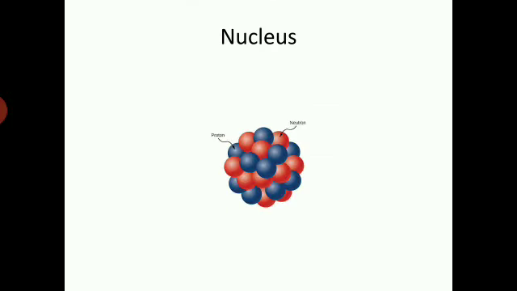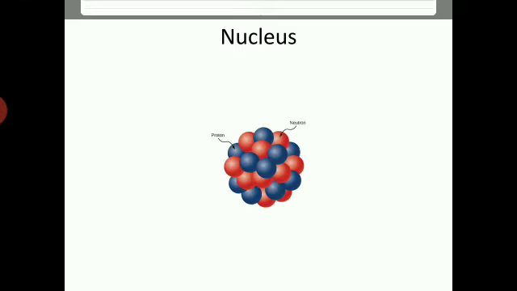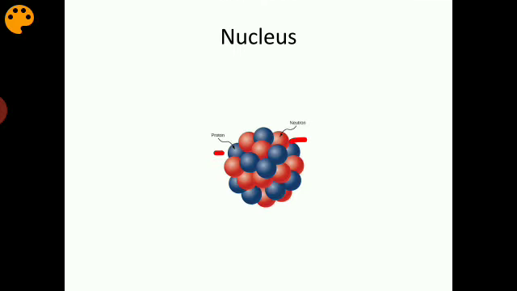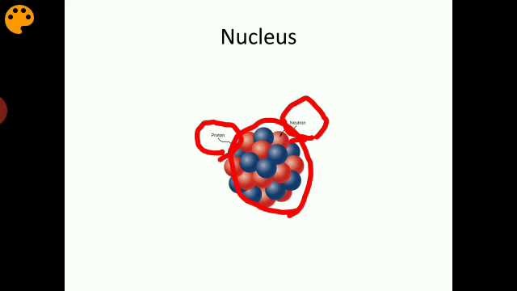So this is the nucleus. Nucleus is composed of protons and neutrons. Protons are positively charged and neutrons are neutral. Here you can see the blue colored dots represent protons and the red colored dots represent neutrons. A number of protons and neutrons will be constituting one nucleus.